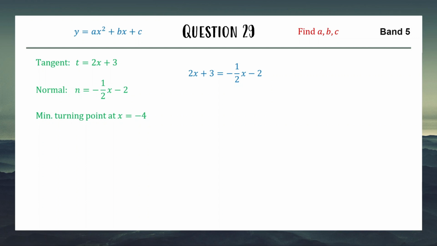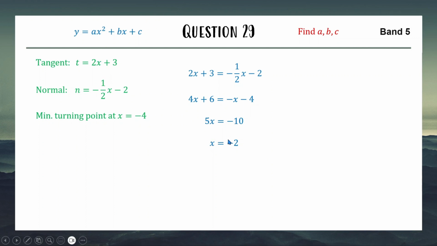Okay, so solving this, I'm probably going to get rid of the fractions by multiplying everything by 2 to start off with. So we have 4x plus 6 on the left, and on the right we have -x, take away 4. Now we can add the x across to make 5x, and we can subtract the 6 across to make -10. And now we can divide by 5 and say x is equal to -2. Okay, so these two lines are meeting on the curve when x is equal to -2.